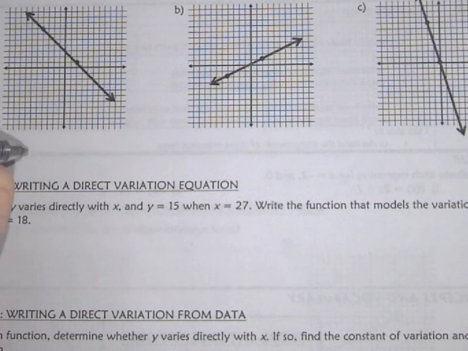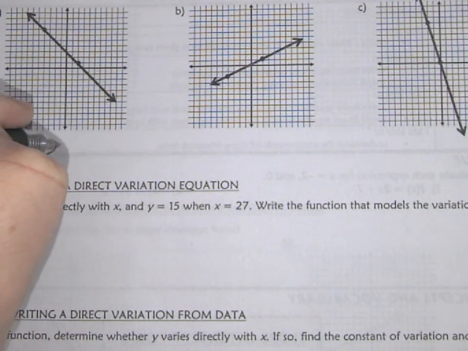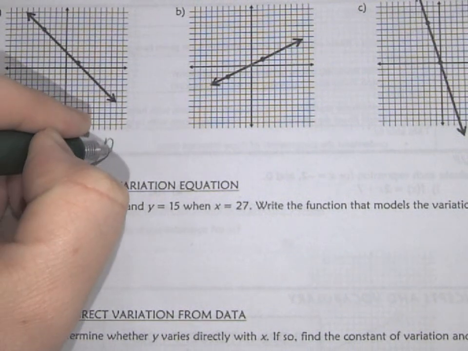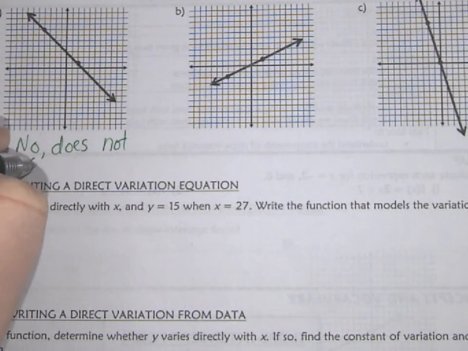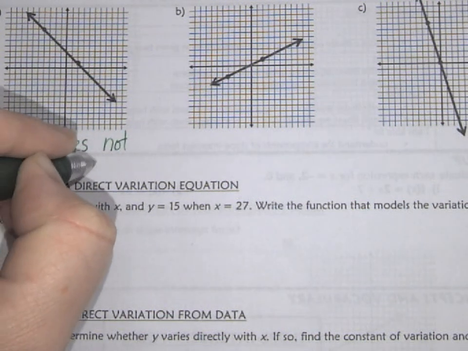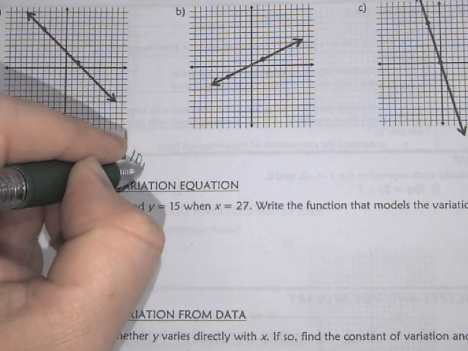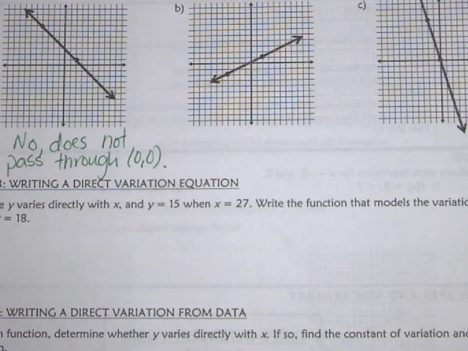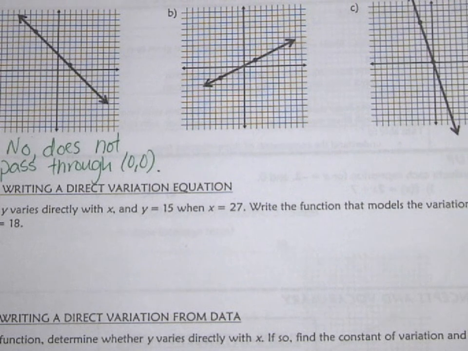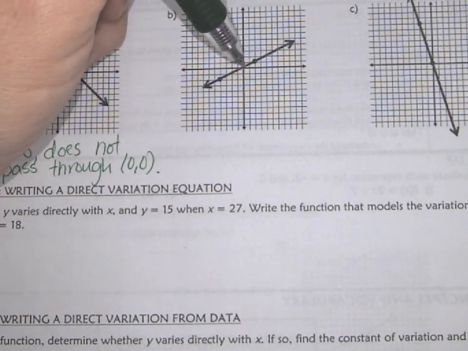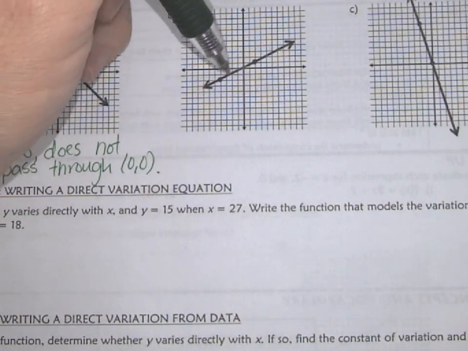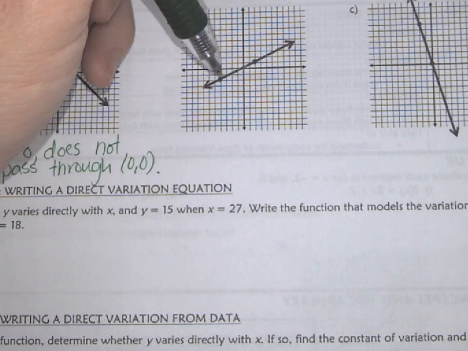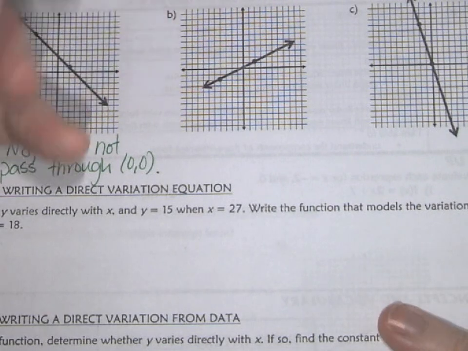In example A, no. Right, this does not pass through 0, 0. So it does not have direct variation. There is no constant of variation. All right, now B is a little bit harder to see, okay, but it does go through the origin, okay? So this one does.